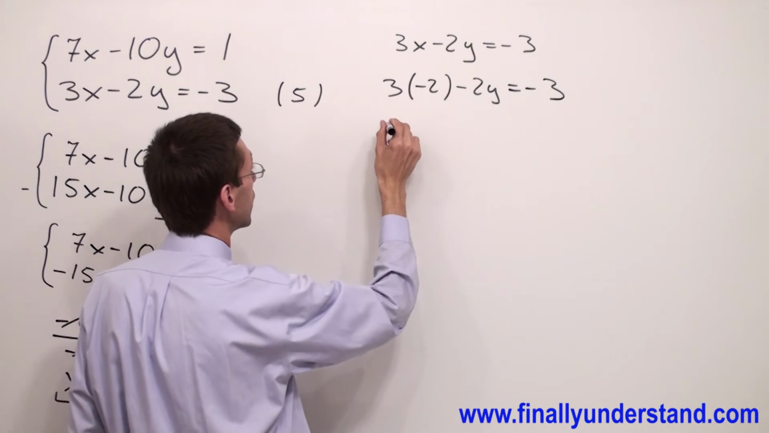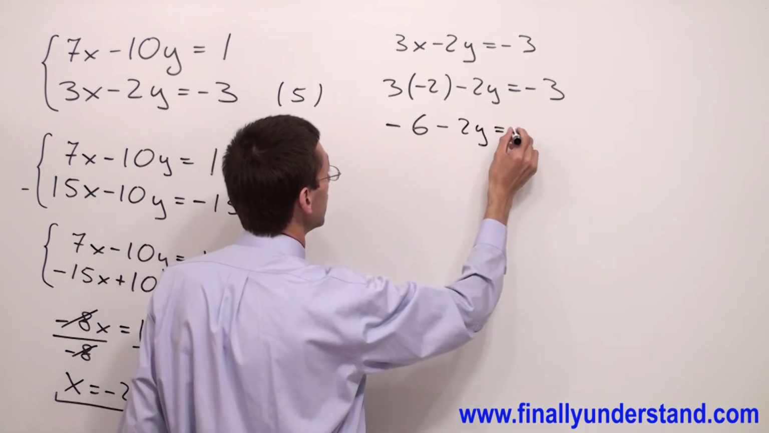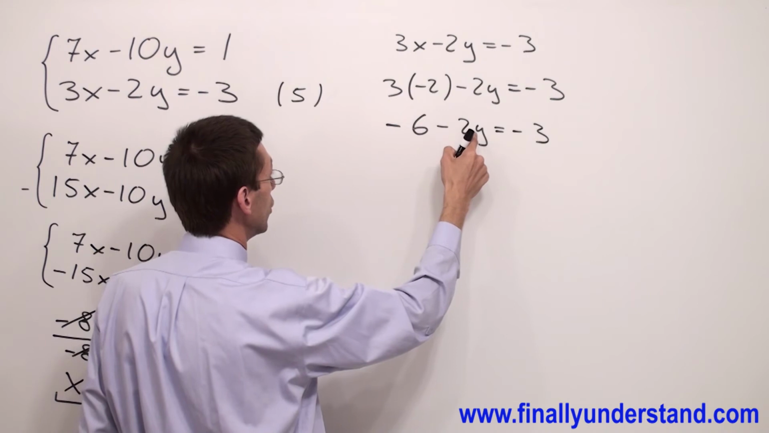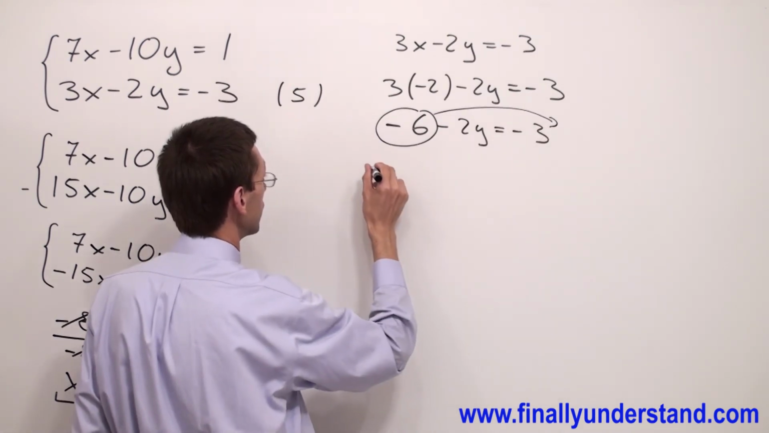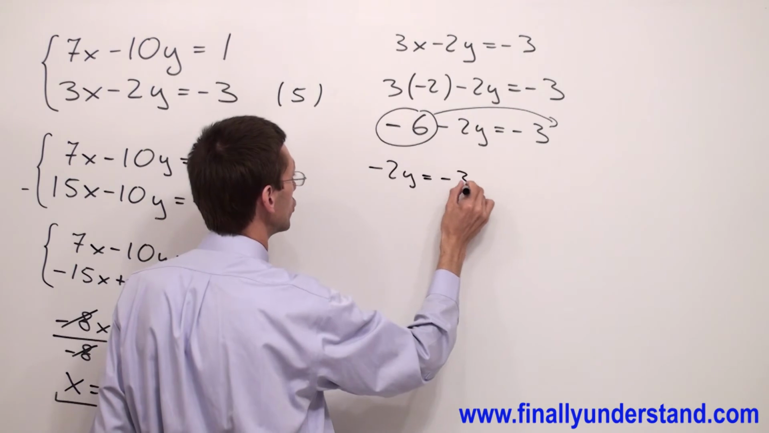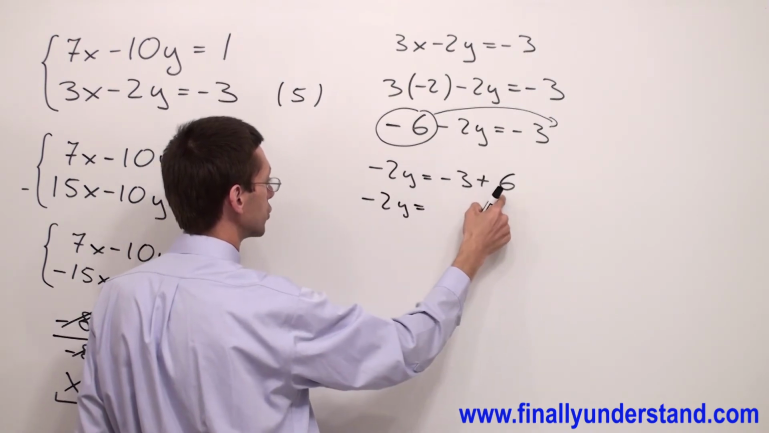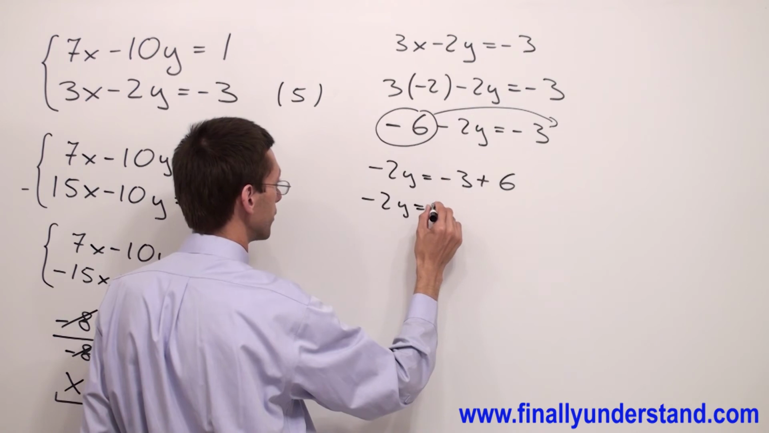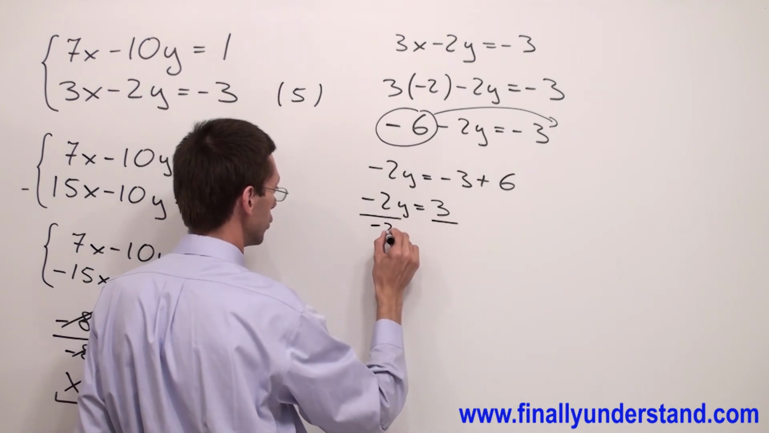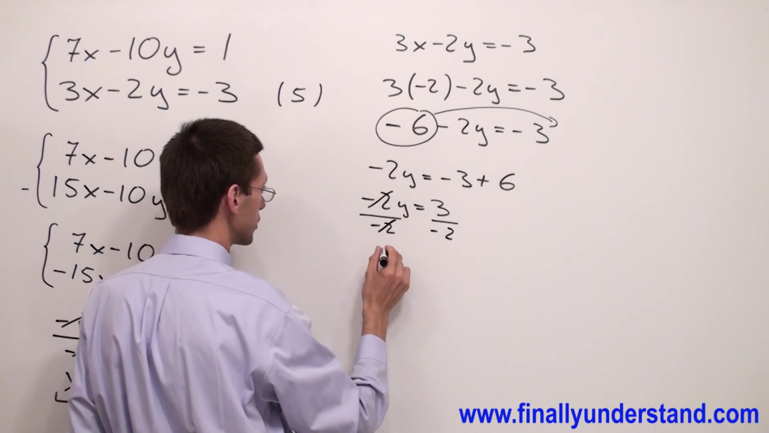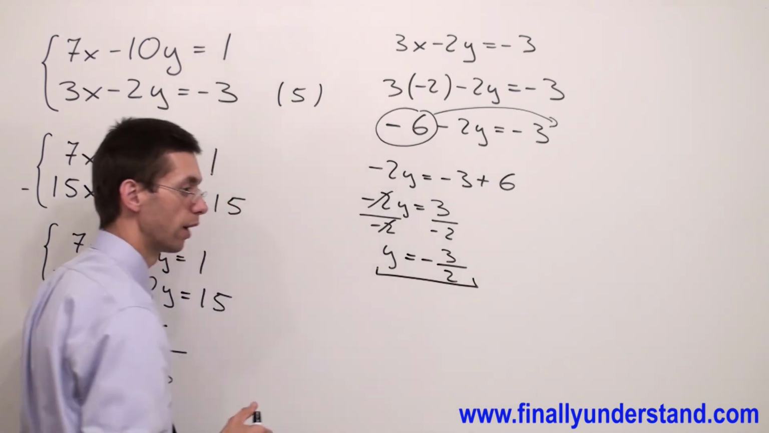3 times negative 2 is equal negative 6 minus 2y is equal negative 3. I'm looking for y. What I'm going to do, I'm going to take this negative 6 and move to the other side. And I have minus 2y is equal minus 3 plus 6. Minus 2y is equal negative 3 plus 6 is equal 3. In order to find the value of y, I have to divide by negative 2. Negative 2 and negative 2 will cancel out. y is equal negative 3 over 2. And this is my y coordinate.